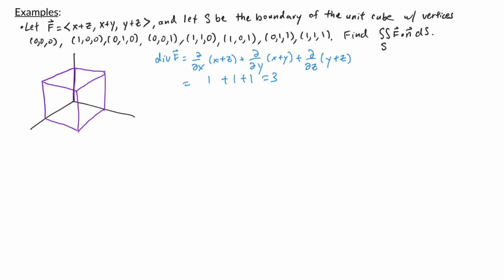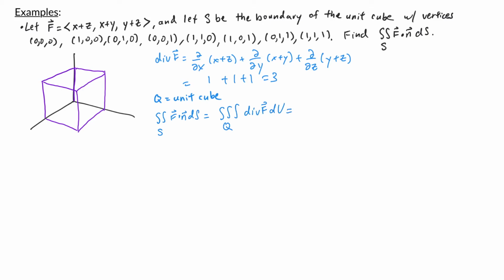Next, we need to identify the solid Q whose boundary is S. So in general, all we have to do is take the interior of S to be our solid Q. So in this case, it's the unit cube. Now we'll find the flux of F over S using the divergence theorem. So we have the surface integral of F dot n dS is equal to the triple integral over Q of the divergence of F dV.